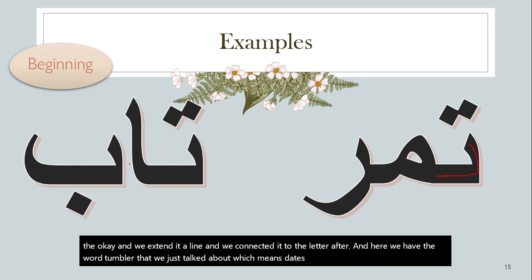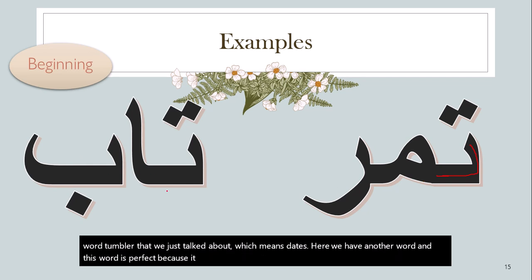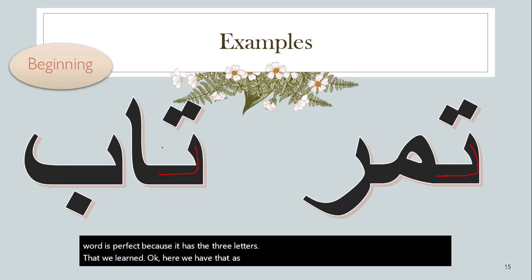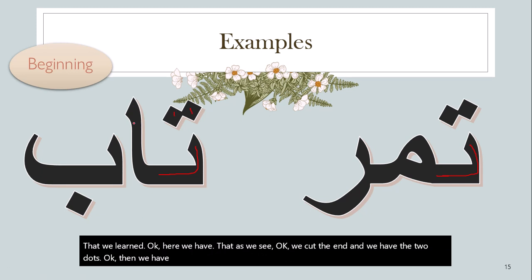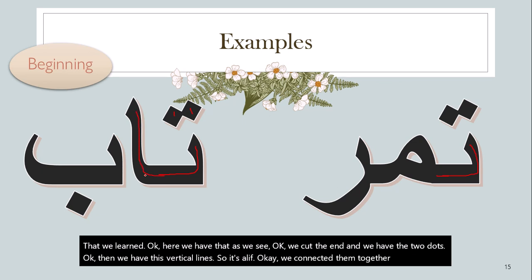Here we have another word, and this word is perfect because it has the three letters that we learned. Here we have ta, as we see. We cut the end and we have the two dots. Then we have this vertical line, so it's alif. We connected them together. This is alif. And then we have ba.